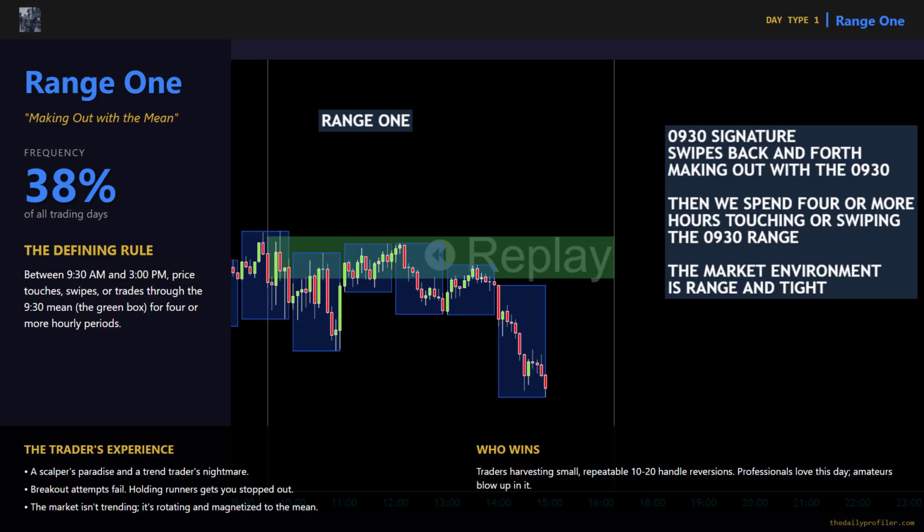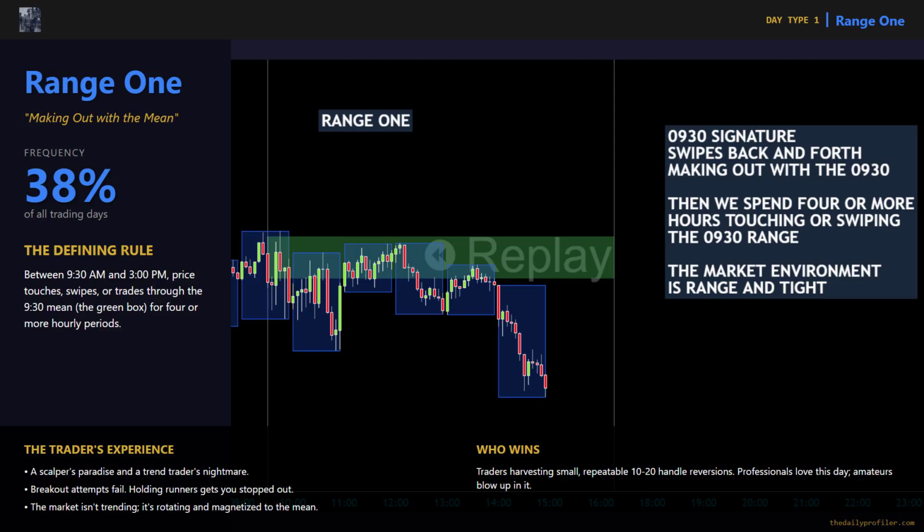See that green box? That's your 9:30 range. And on a range 1 day, price keeps coming back to it. 4 or more hours where price returns to touch that mean. That's how you know it's range 1. Now what does this feel like as a trader? It's a scalper's paradise. And it's a trend trader's absolute nightmare.